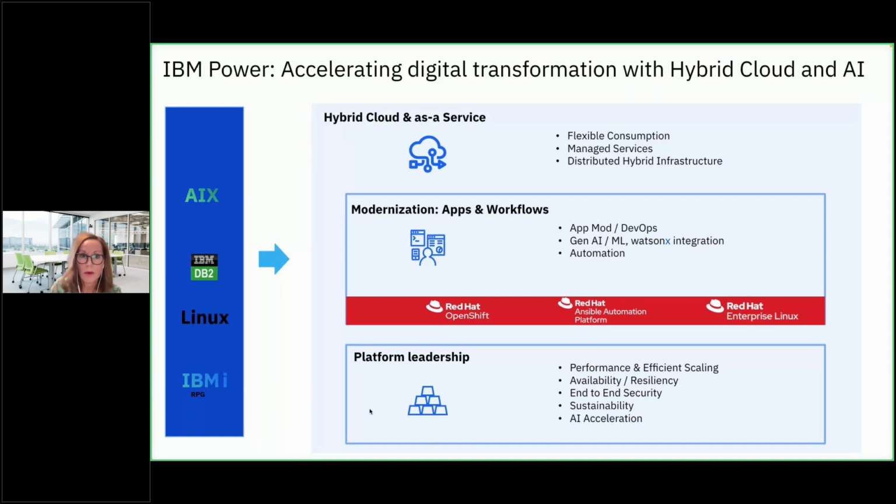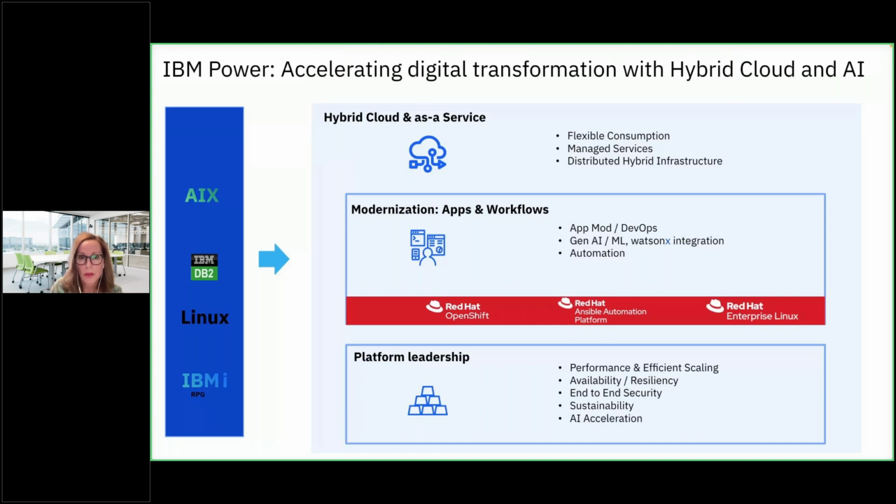So in addition to that platform leadership, the other area that we're focused on, as I mentioned, is how we help drive digital transformation. Modernizing, right, within their organizations, whether it's with business applications, with DevOps, also with generative AI, machine learning. So we'll talk a bit more about AI in a moment, and automation. And this is all offered to clients the way they want to consume it. So flexible consumption, meaning you use only what you pay for.